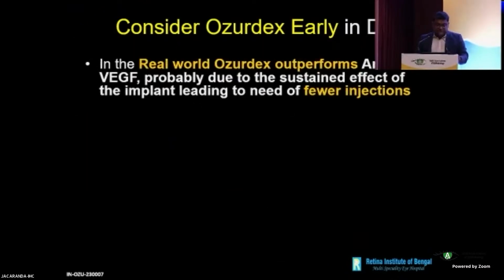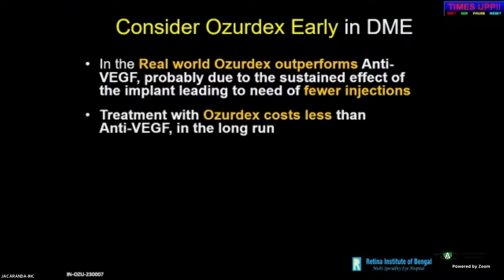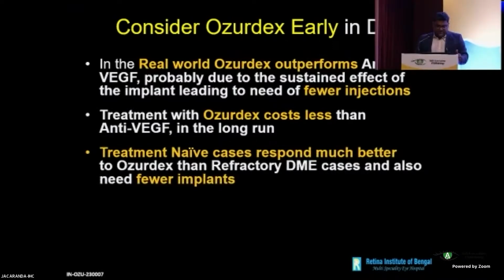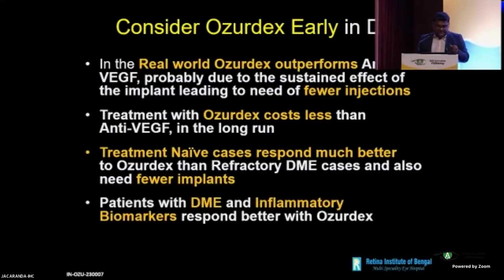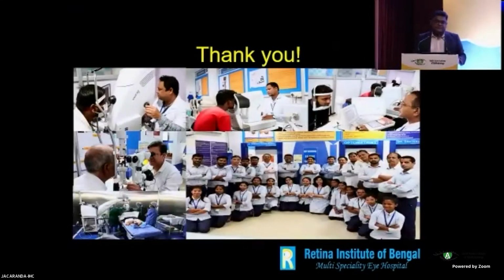So I'll say consider Ozurdex early in DME because in the real world, Ozurdex outperforms anti-VEGF, and probably this may be because of the sustained effect of the drug, which leads to fewer injections and better compliance. Treatment with Ozurdex therefore also costs less than anti-VEGF in the long run. Treatment-naive cases respond much better to Ozurdex than refractory DME, requiring fewer implants. And patients with DME and inflammatory biomarkers appear to respond better with Ozurdex. And most importantly, don't be afraid of the adverse effects because they can be easily managed. Thank you so much. Thank you, sir.